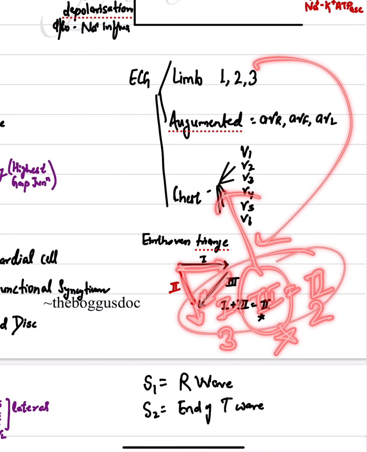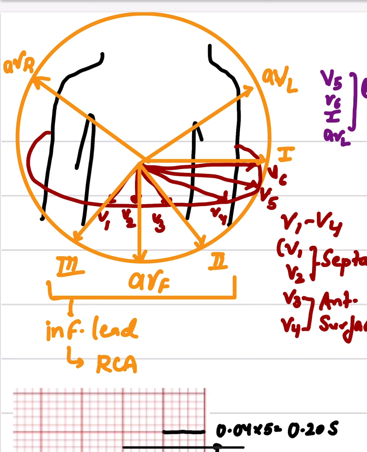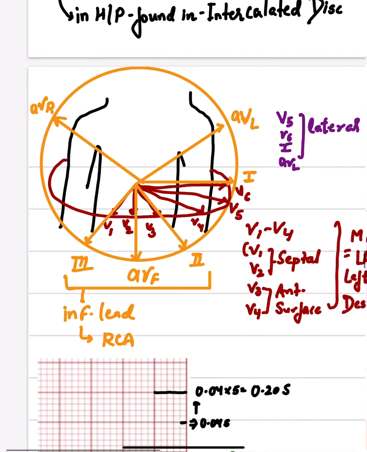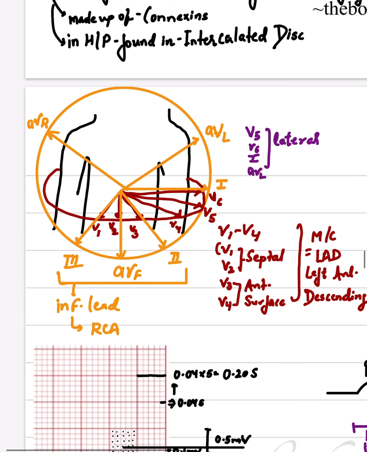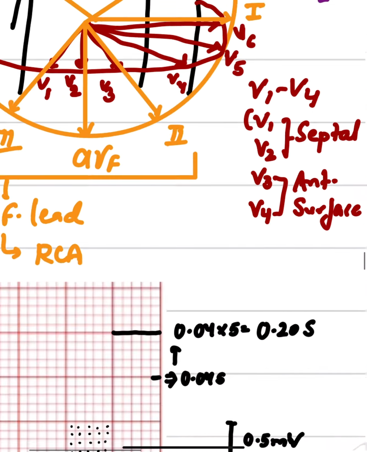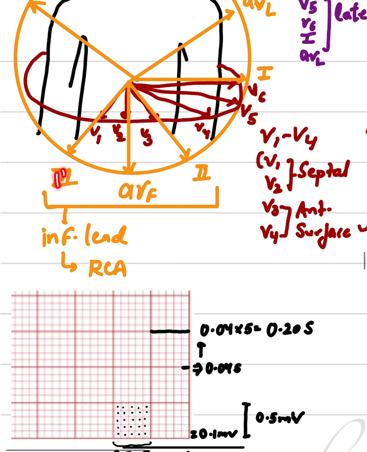Remember this, they will give you two leads and ask what is the third. This is the placement of leads. This is one plane, remember, and this red is a different plane. Red is going in front of your chest. So V1, V2, V3, V4 are the chest leads in front of you, and these are the chest leads in the same plane.